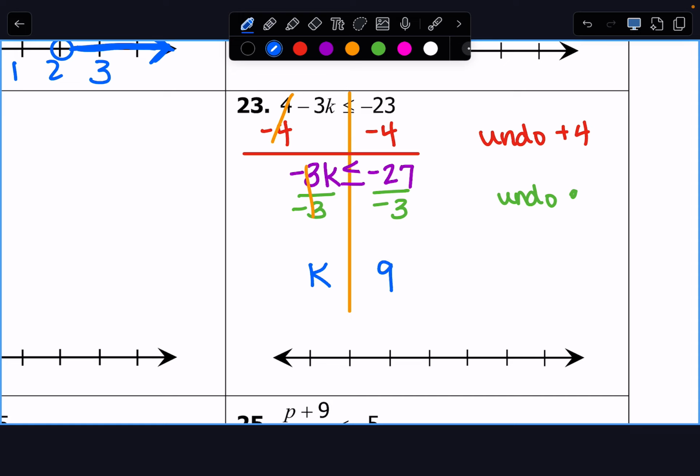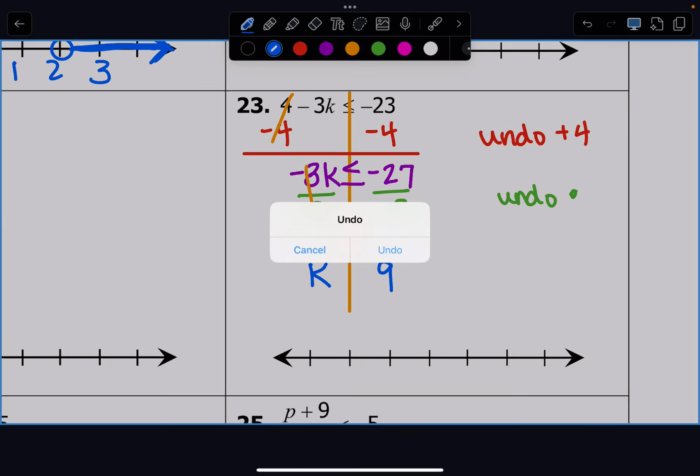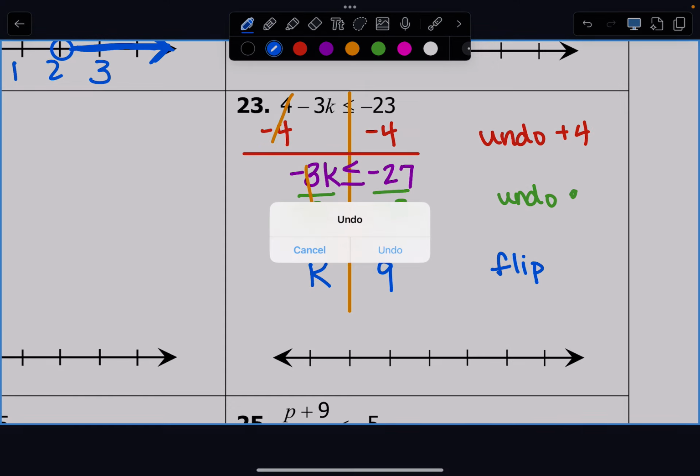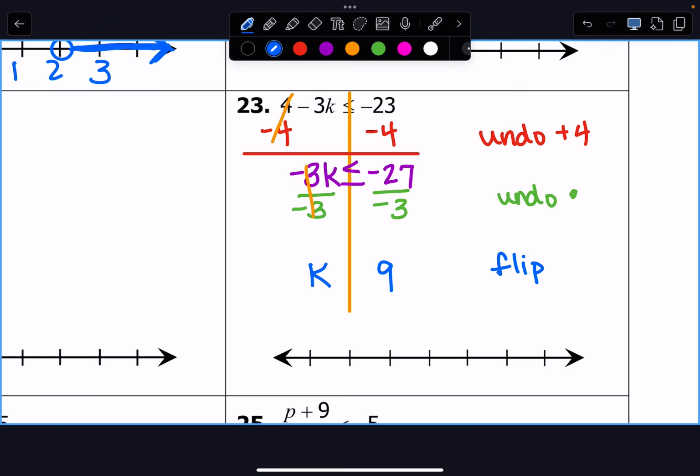Did we multiply or divide by a negative to both sides? Yes. Since we divided both sides by negative 3, we need to flip our sign to k is greater than or equal to 9.